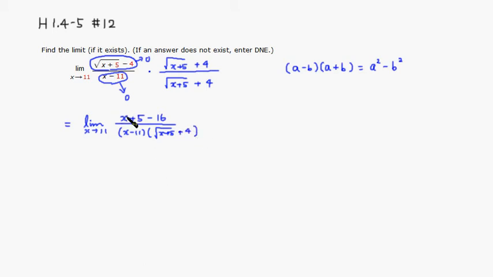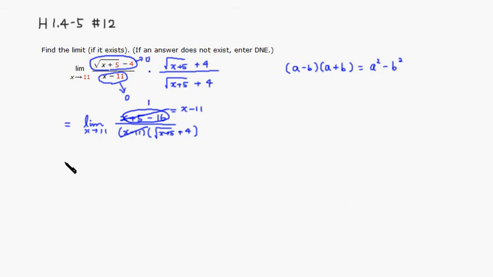So on top you have x plus 5 minus 16, which is exactly the same thing as x minus 11. So you have the same factor on top and bottom, so we can cancel x minus 11 on top and the bottom. So this is going to give you 1.